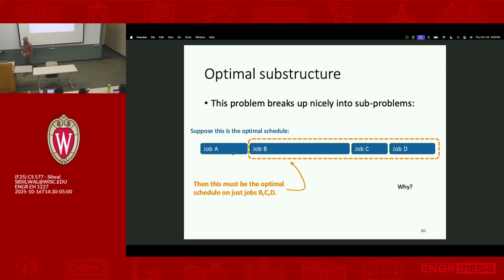And the reason for that is, if not, you could rearrange things. So I think that's kind of what you were getting at, which is that any subschedule of an optimal schedule is also optimal, because otherwise you would just rearrange the subschedule. So I'm not saying anything deep. I'm just saying if this was not optimal, you could rearrange. Okay.